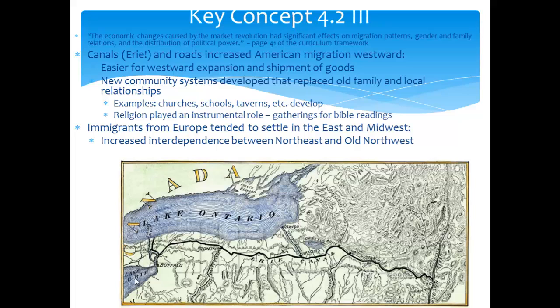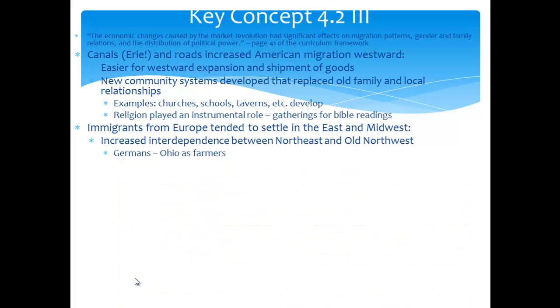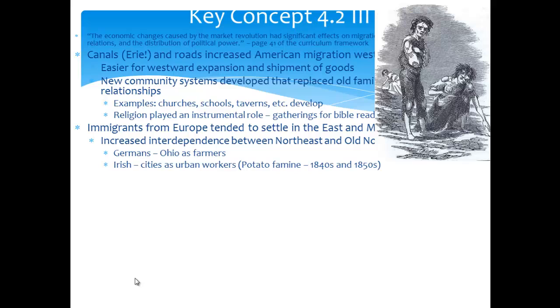So you have the East and the West. Immigrants are moving there, and they'll become more connected. Now, the two groups you should know is that Germans tended to settle in Ohio as farmers, or in the West as farmers. And keep in mind, when I'm saying West in this video, we're really talking about Ohio and Indiana, that area there. And the Irish tended to settle in cities as urban workers, and they came here in huge numbers in the 1840s and 1850s because of the Irish potato famine. So this was killing lots of people in Ireland, so many people fled to America.